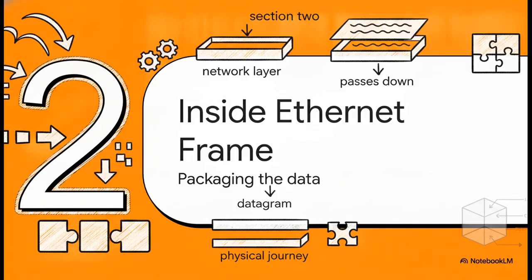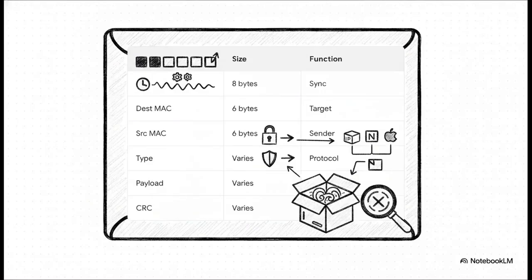Which brings us to Section 2. Inside the Ethernet frame. Packaging the data for the journey. You can think of the Ethernet frame like a super strict, highly structured digital envelope. Right at the very front, we have the preamble. That is 8 bytes, specifically ending in a 10101011 bit sequence. Now, this isn't actual payload data. It's literally a synchronized wake-up call to get the receiver's clock perfectly in sync.